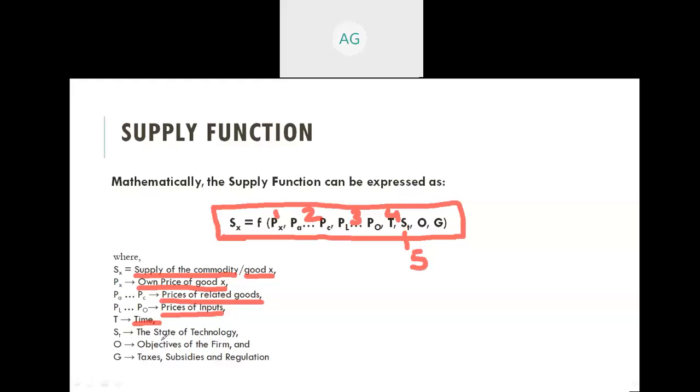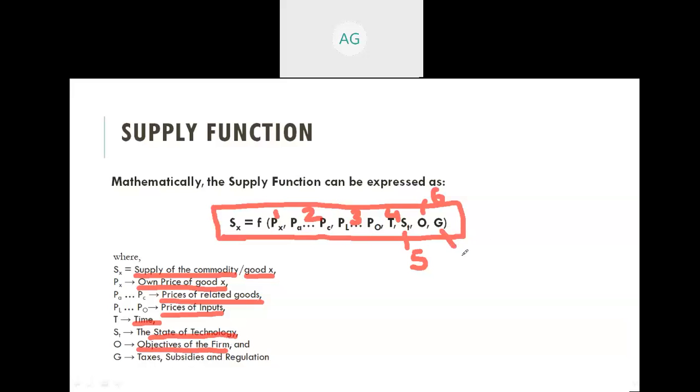Then the fifth factor is S subscript T, which denotes the state of technology. That is, what technology we adopt in supplying the commodity. Then the sixth factor is capital O, and it denotes the objectives of the firm. There are various objectives of the firm. Some firms are more prone to profit making, and some firms are more prone to supplying their product just for the mankind.